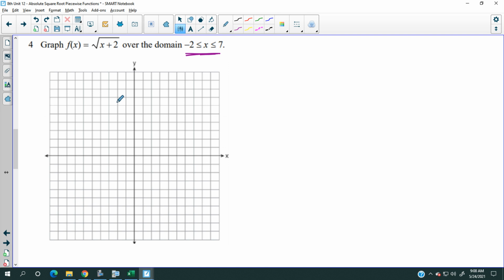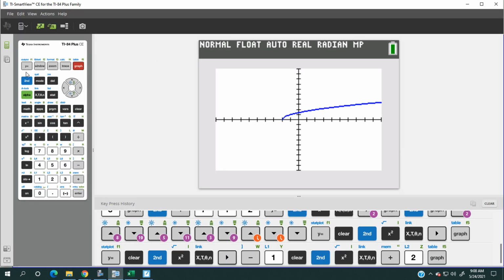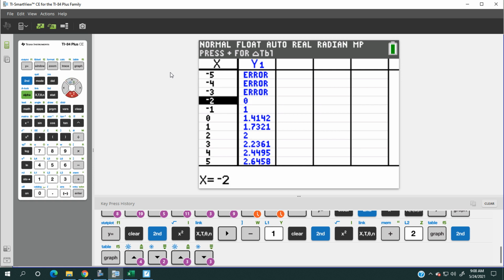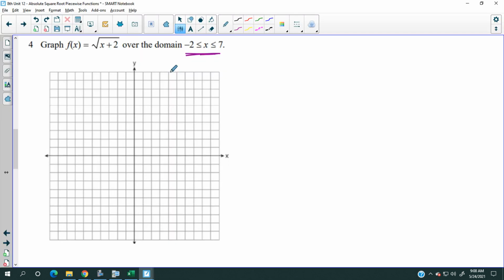Now, what are they talking about from between -2 and 7? Inclusive, right? Including -2 and 7. Well, go to table of values. What they're saying is, hey, don't go beyond -2 for the independent variable, right? Because you see how these are errors, right? So they say basically just graph it.